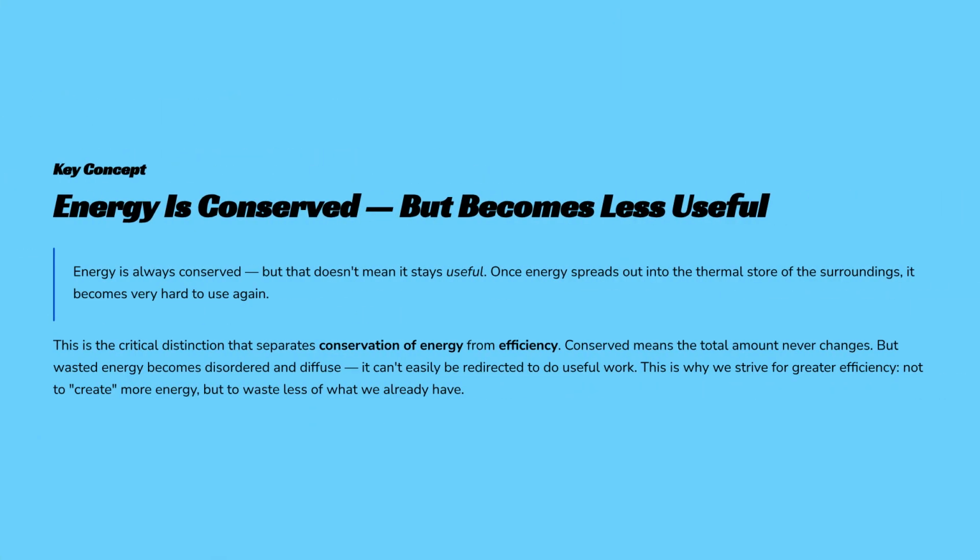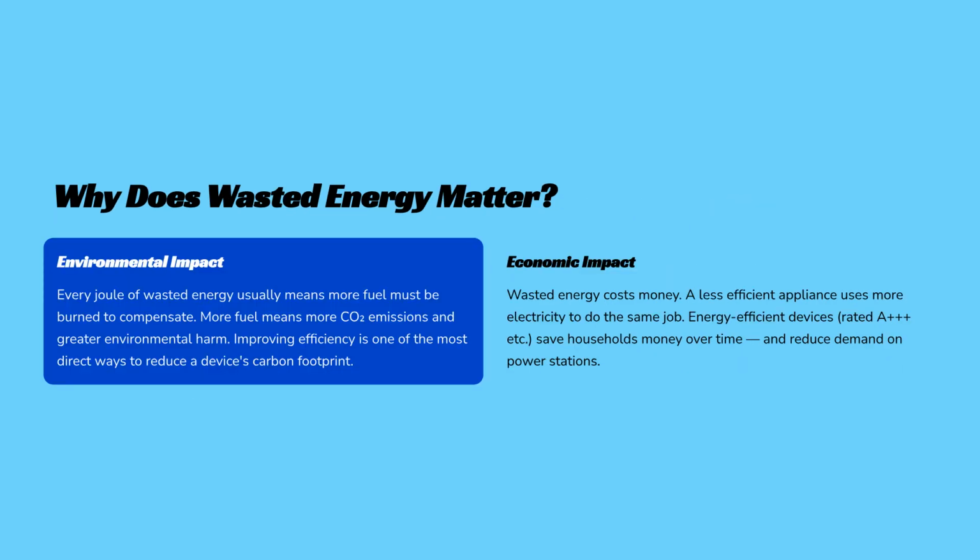Finally, we can improve efficiency by reducing energy waste. Strategies include lubrication to cut friction, thermal insulation to keep heat where it's needed, and using better electrical conductors. Why does wasted energy matter? Primarily for two reasons: environmental impact and economic impact. Wasted energy often means more fuel is burned, leading to higher carbon emissions. And it also translates to higher costs for consumers using less efficient devices.